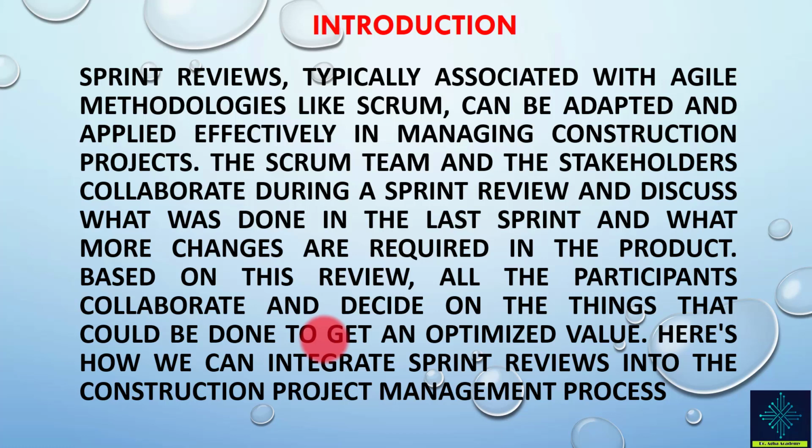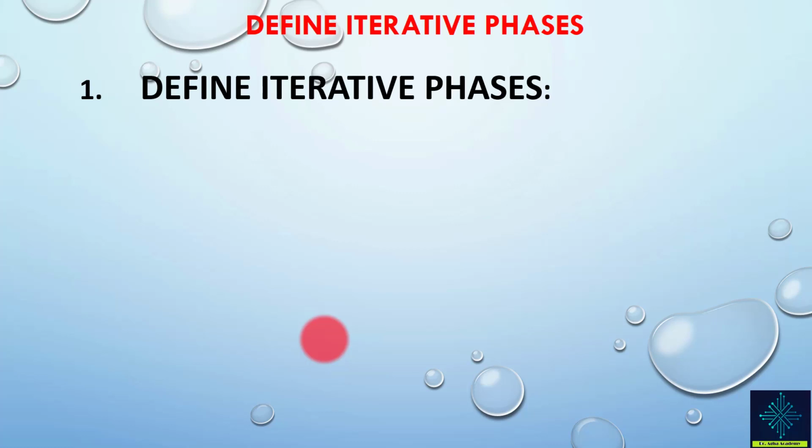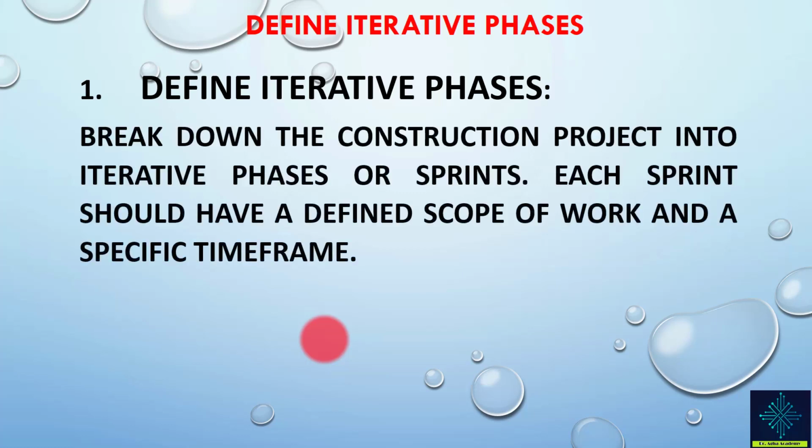Here we are going to discuss how to integrate the sprint reviews into the construction project management processes. As a beginning, we have to define iterative processes. These iterative processes related to construction projects I'll discuss in a separate tutorial, but at least you have to know that we have to define some iterative phases. We have to decompose the construction project, or break it down, into smaller manageable iterative phases or sprints.